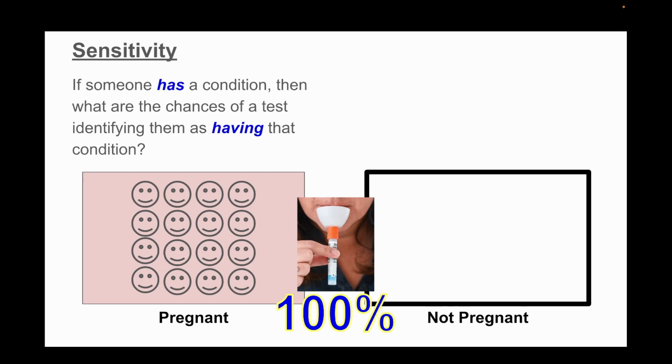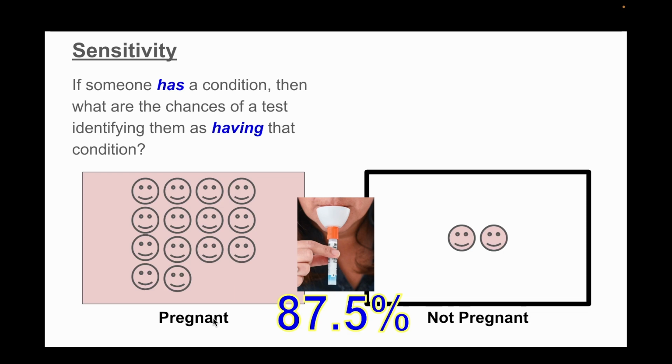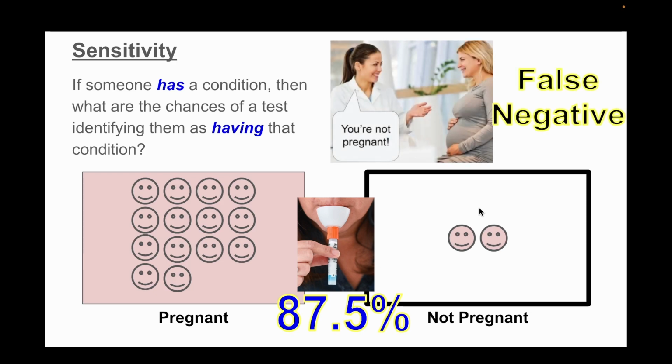In this scenario, the sensitivity would be 100% because the test correctly placed all 16 of the 16 pregnant women in the pregnant category. Okay, what about another case? In this scenario, the sensitivity would be 87.5% because the test correctly placed 14 of the 16 pregnant women in the pregnant category. These two individuals in the not pregnant category are what are referred to as false negatives, because they received a negative result which is false.